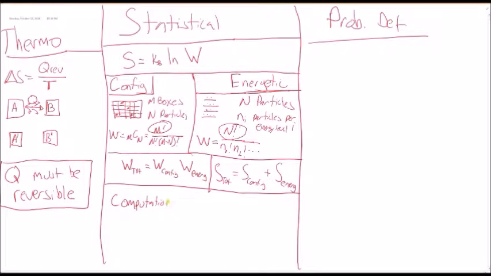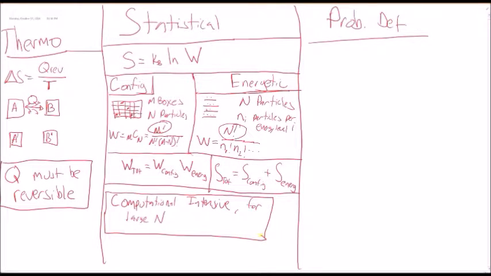Computationally intensive for large N. Okay. Now you might ask yourself, so if you have large N, and you can't talk about reversible heat transfer, how can you calculate entropy? That's where the probabilistic definition comes in.